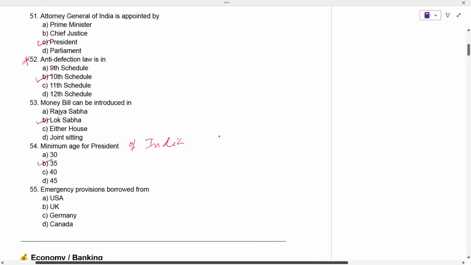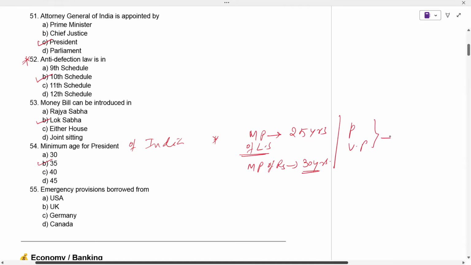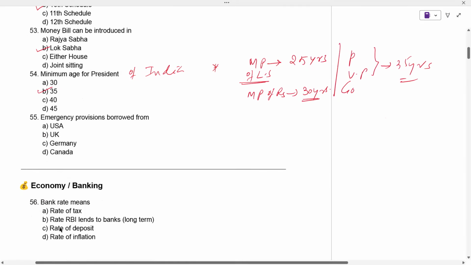But I want to tell you one important point in this case. To be an MP, minimum age is 25 years. This is MP of Lok Sabha. Very interesting point here. Do we have any other thing? Yes, to be an MP of Rajya Sabha, the minimum age is 30 years, beta. Whereas president and vice presidents, including governors also, that age is 35 years minimum age.